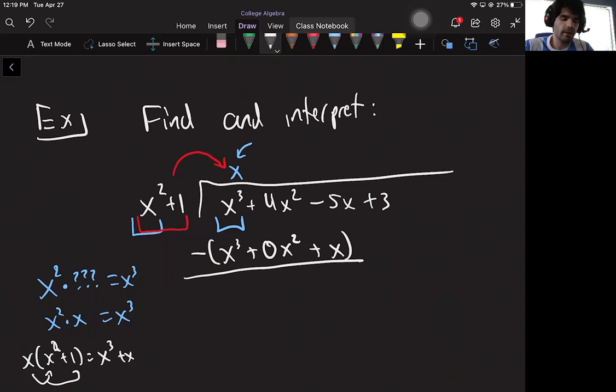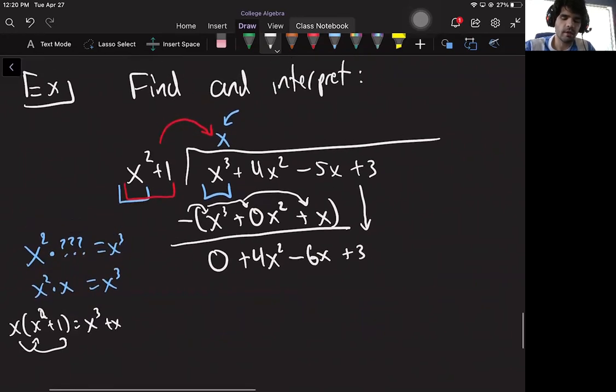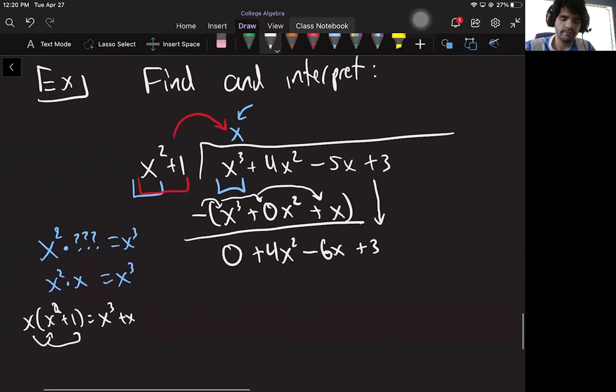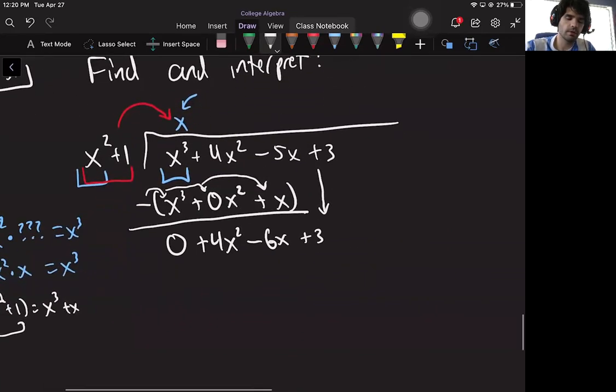Okay, so subtracting x cubed minus x cubed gives me 0. 4x squared minus 0x squared gets me 4x squared because I'm taking away nothing. And negative 5x minus x is going to get me negative 6x. Another way you can do this is to distribute the negative through first and then add, if you like. Very similar. So once you've subtracted, the next step is bring down the next term and then repeat the process. Last time we didn't have to repeat the process, we were done. But this time, x squared still goes into this next thing, so we have to repeat the process.